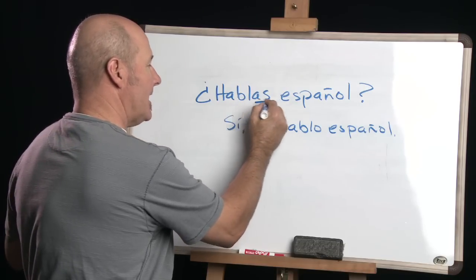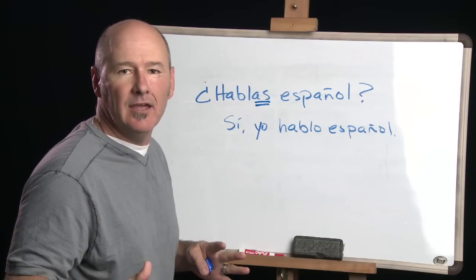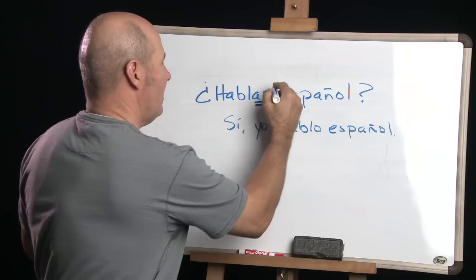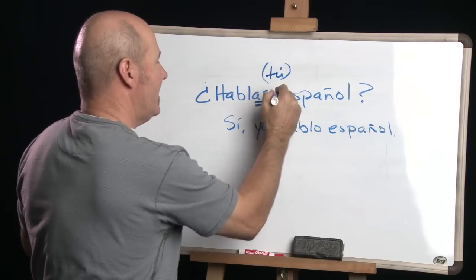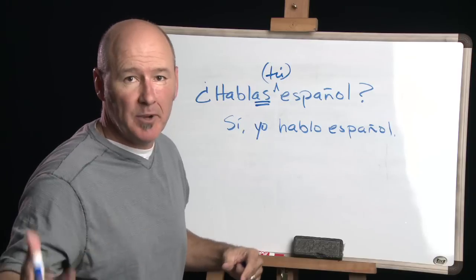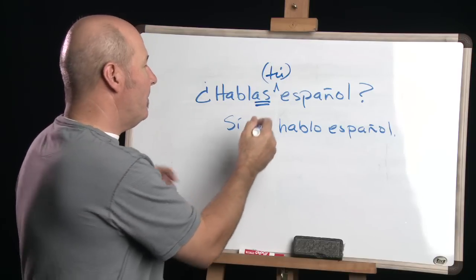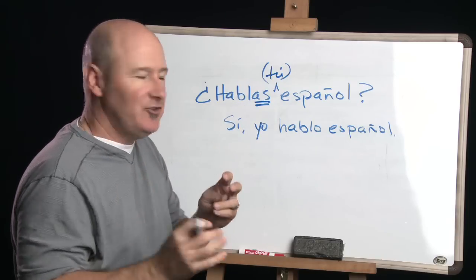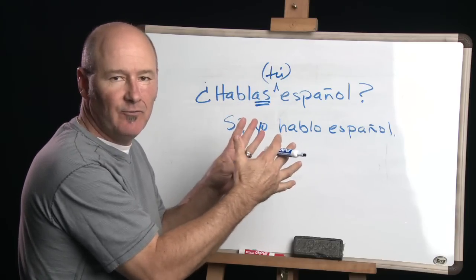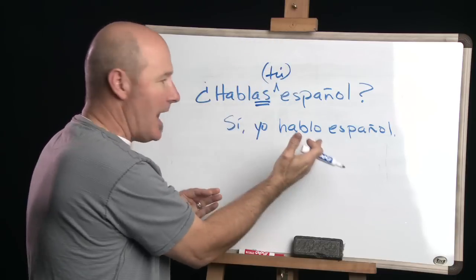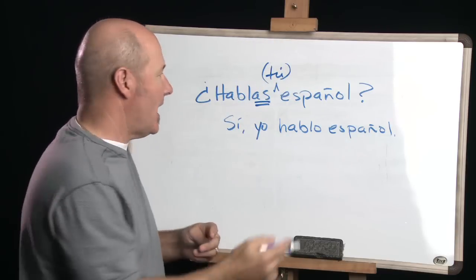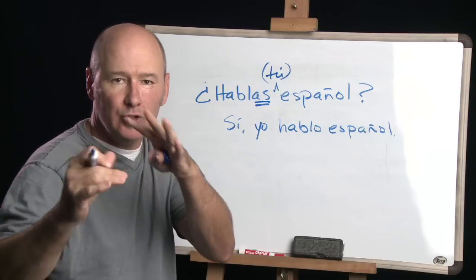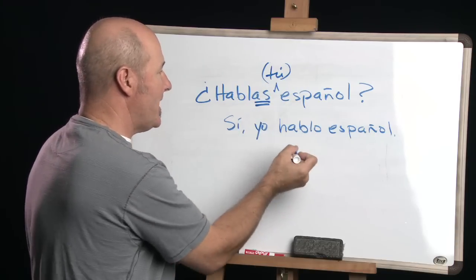Okay, hablas, what form am I speaking to? Who am I asking? Who's doing the action of speaking? Tú. Now, I could put there, ¿hablas tú español? I could insert that there. But the great thing about Spanish is that the endings are distinct enough that just by having that ending changed from hablar to hablas to hablo, we know who's doing the action. I'm asking you directly, my friend, my peer in the informal you, the tú form, if you speak Spanish.